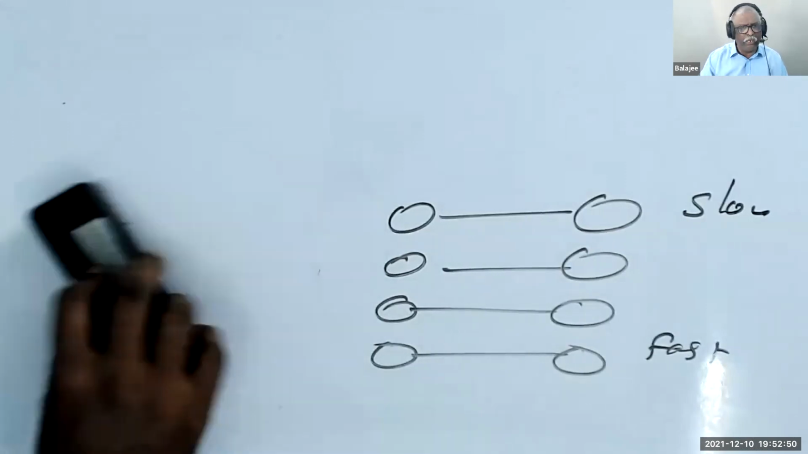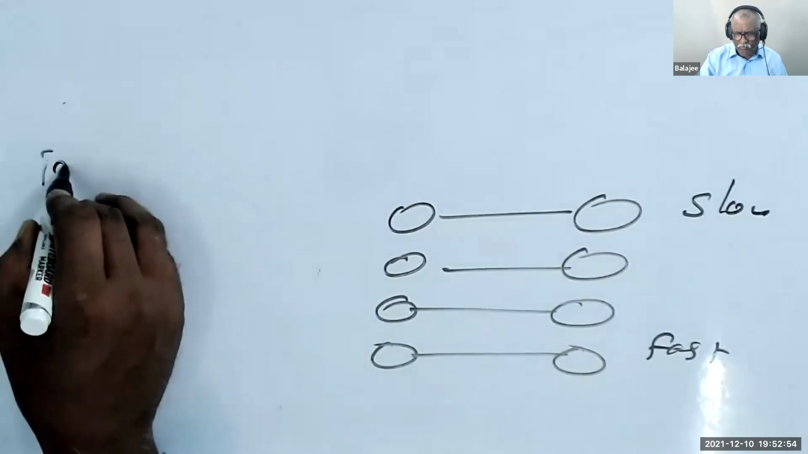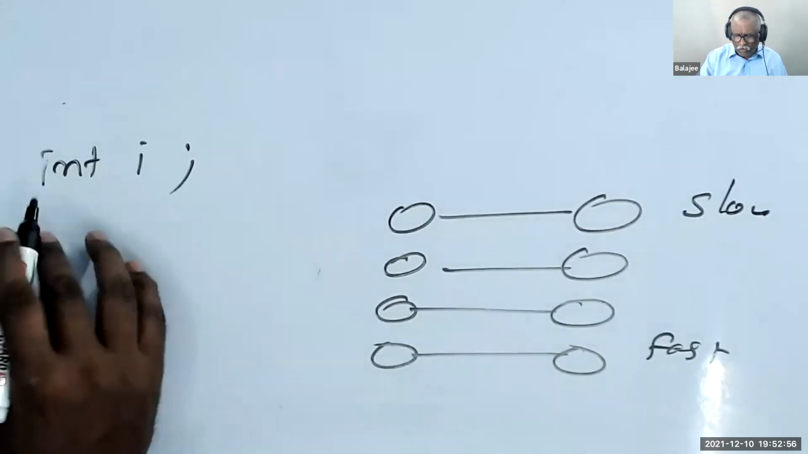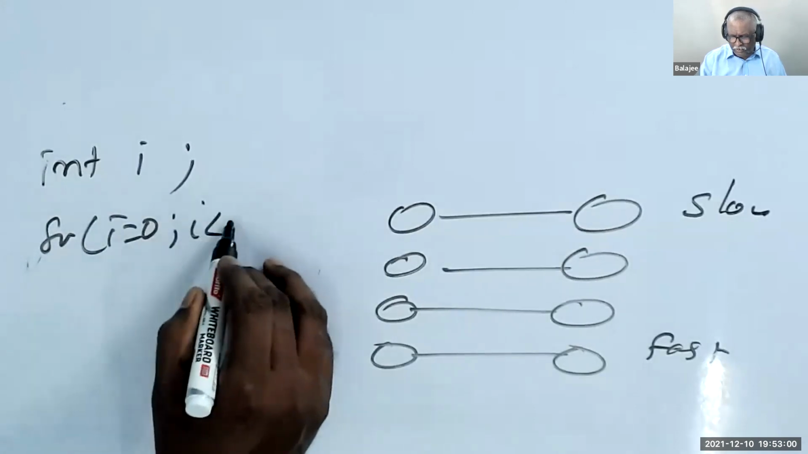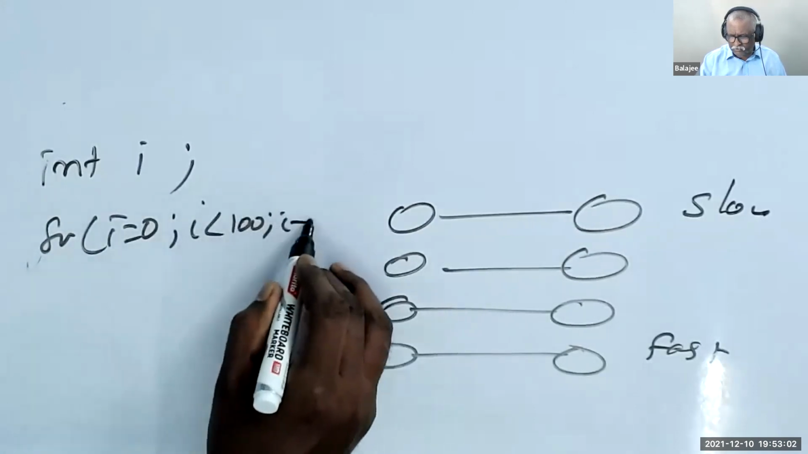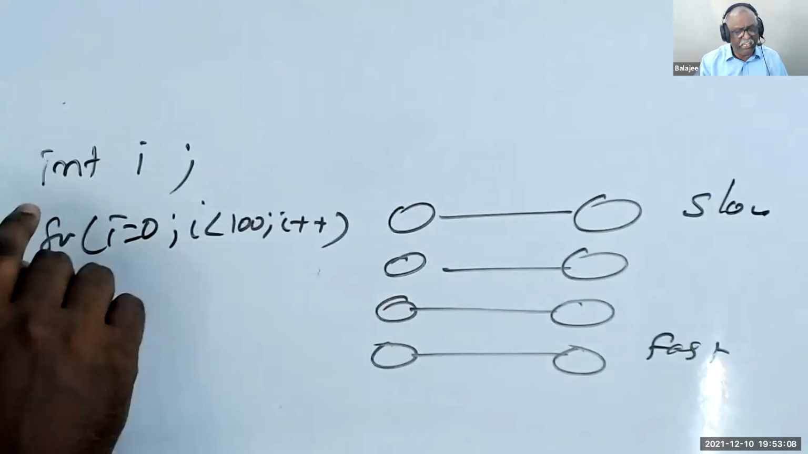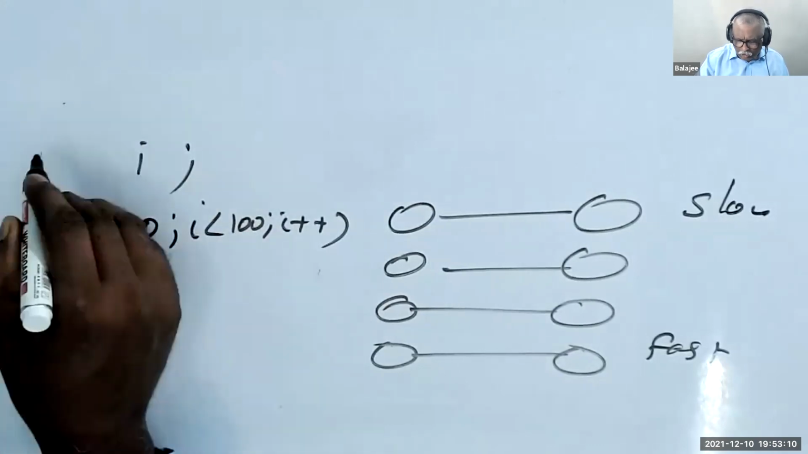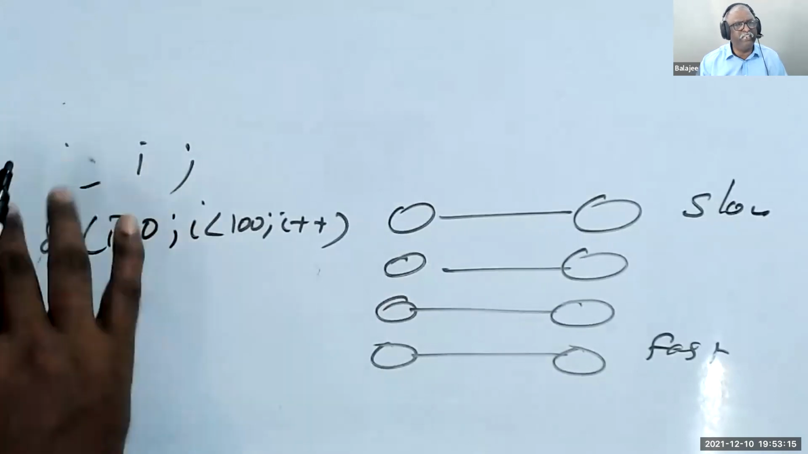For example, if you write a program: int i; for i equal to 0, i less than 100, i plus plus. Understood? This program, if I give it int or short or char, all three will give the same result in ARM.